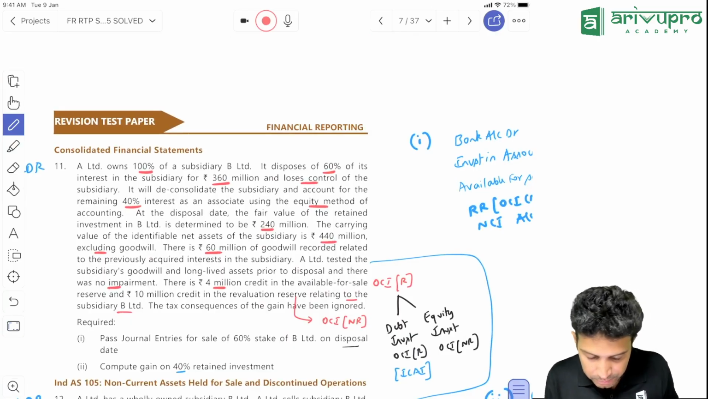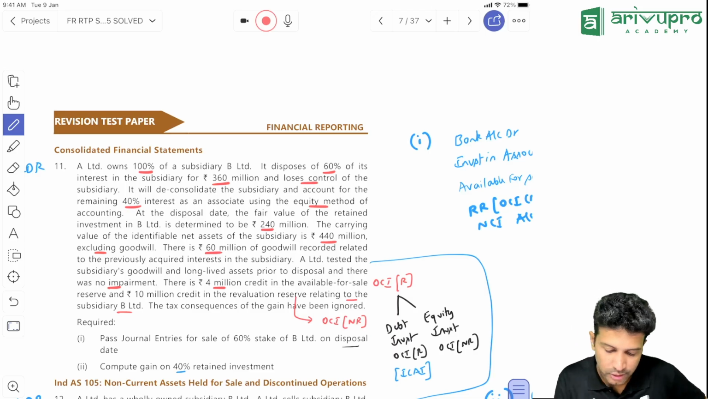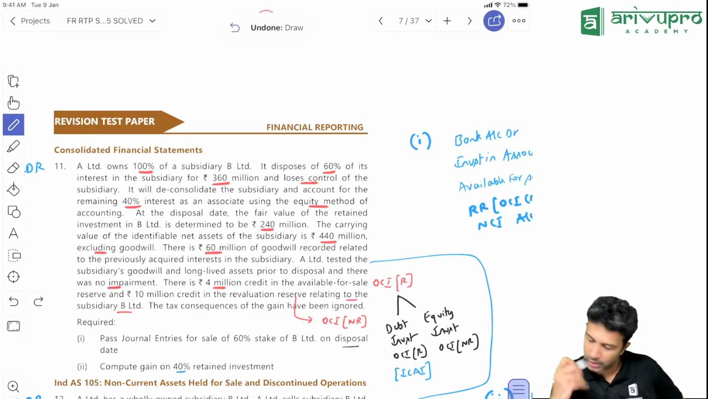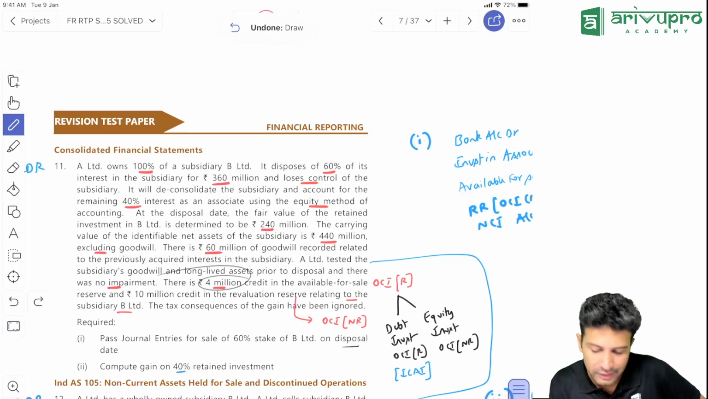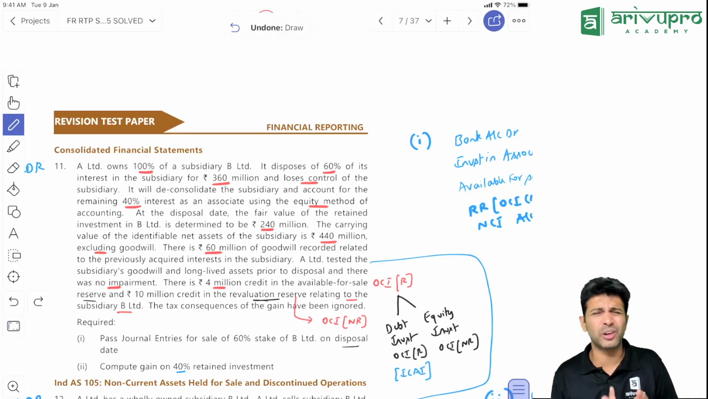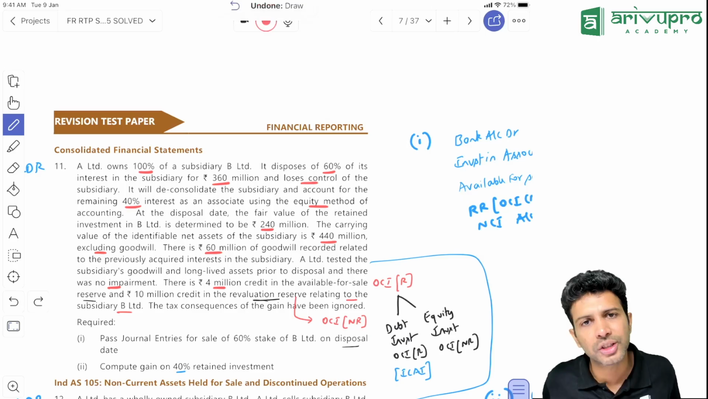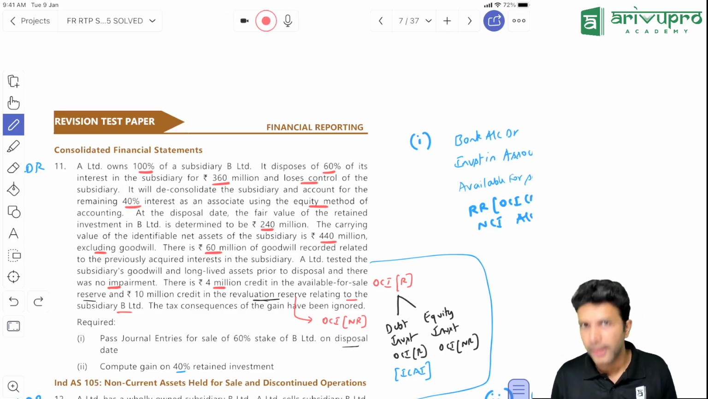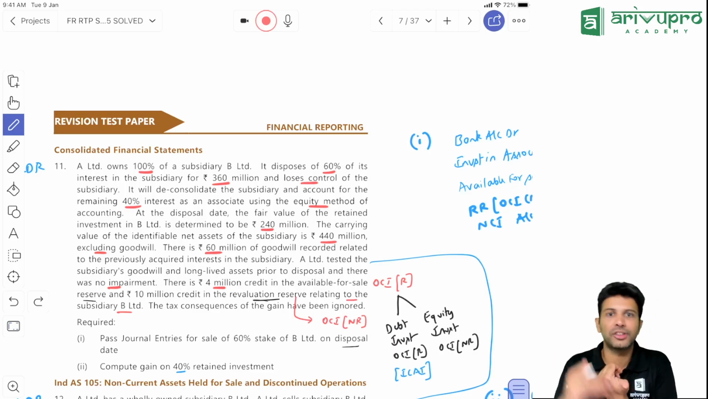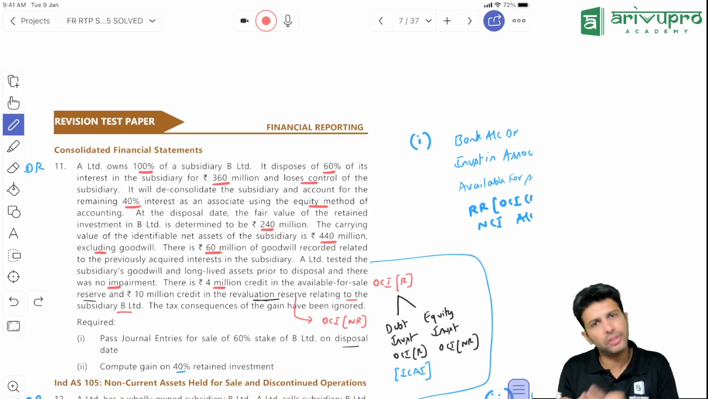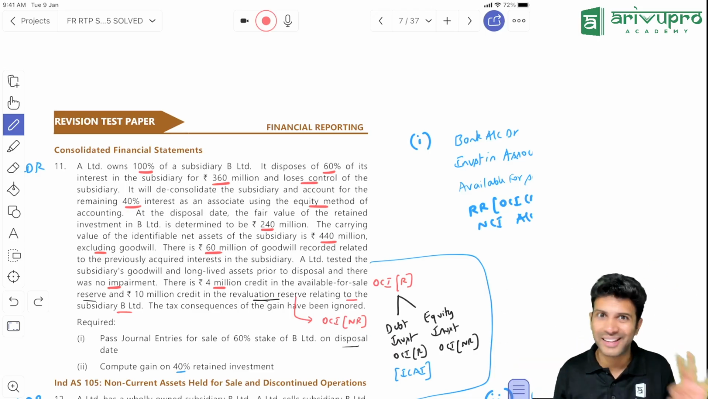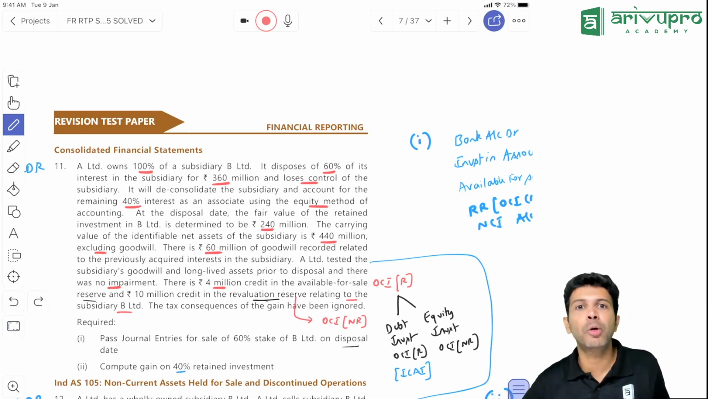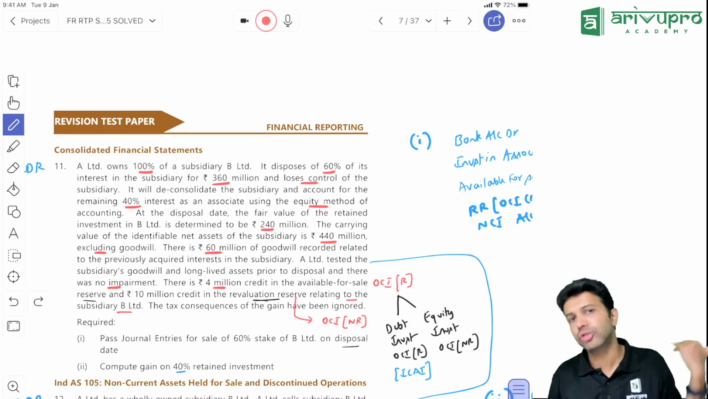The tested subsidiary's goodwill and long-lived assets had no impairment. There is no impairment on goodwill, it seems. Good enough. There is 4 million credit in available for sale reserve and 10 million credit in revaluation reserve relating to the subsidiary. We have already done this, right? The subsidiary's post-acquisition reserves we'll have to record. That could be your P&L or retained earnings, or even OCI items can be there, right? So if the subsidiary has any post-acquisition OCI items, that also we will recognize.